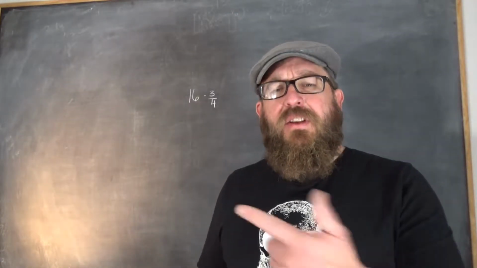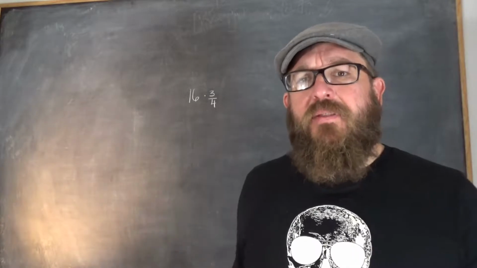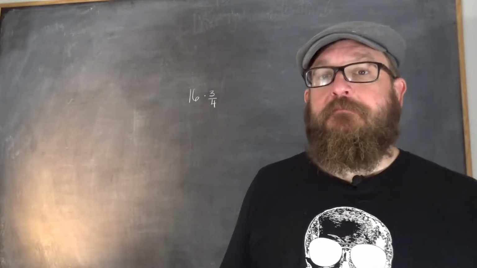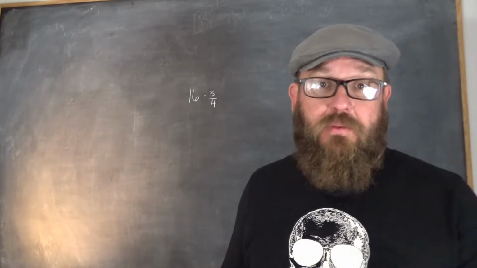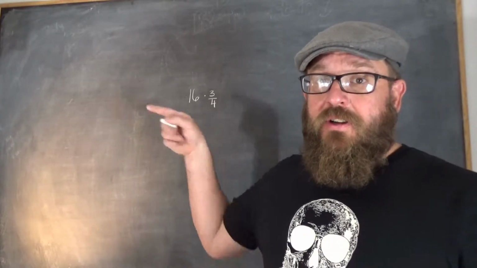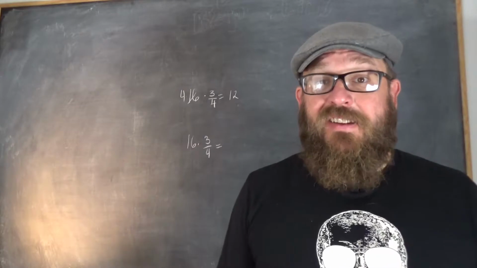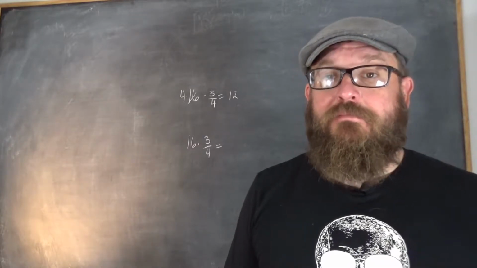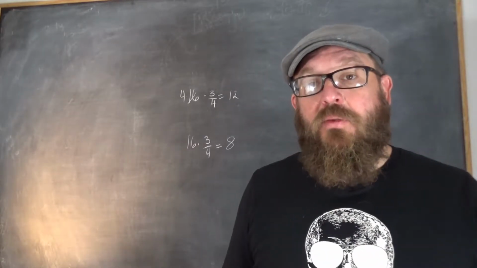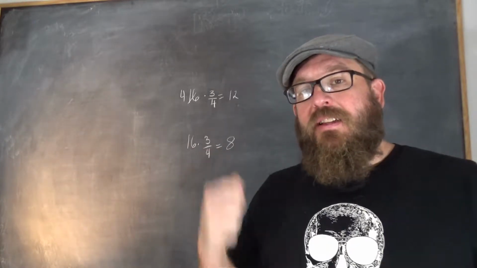If you asked a primitive person, what is 3/4 of 16? Well, to us, first of all, we would say 12, right? Because 4 goes into 16 4 times, and 4 times 3 is 12. But that's not what they would say. They would say it's 8. And here's why. They think about this as exponents.